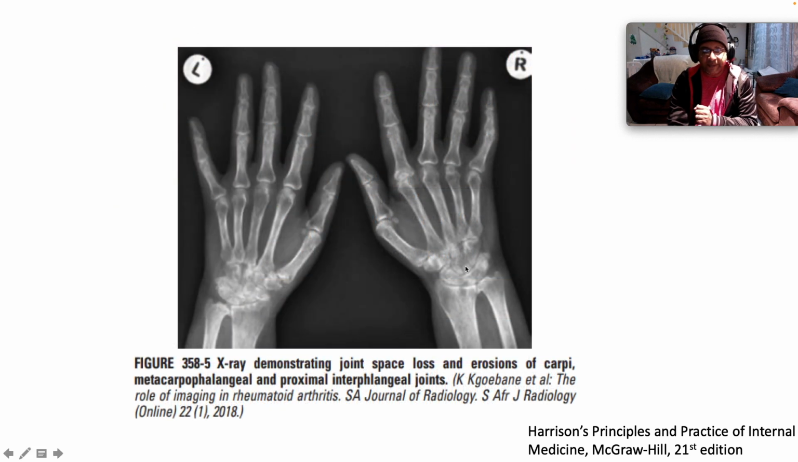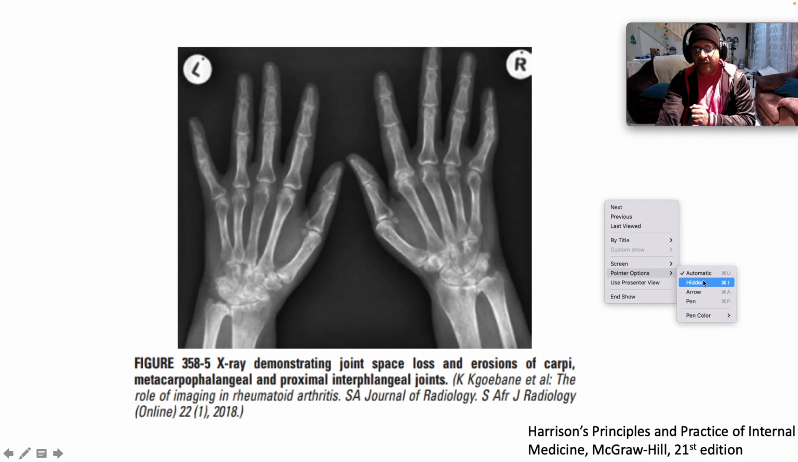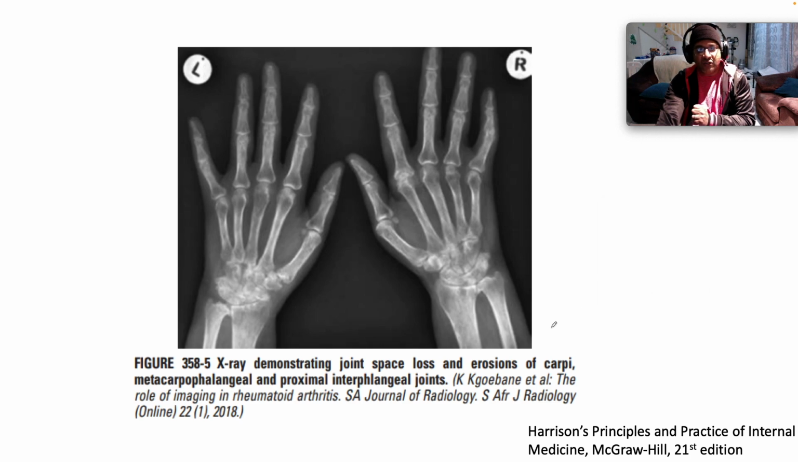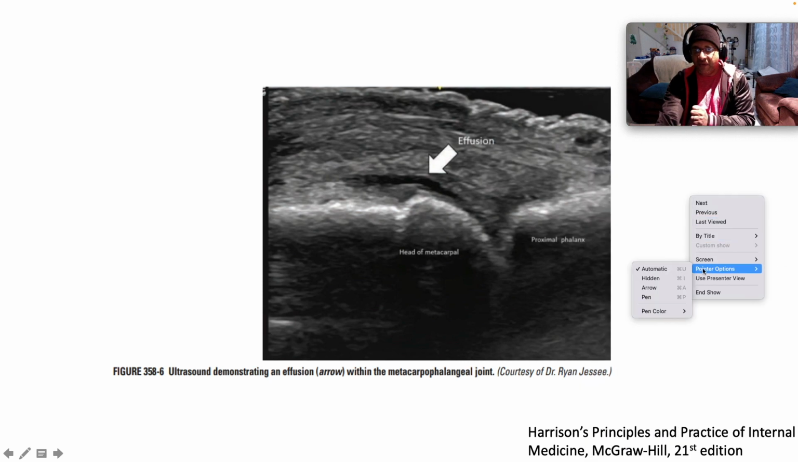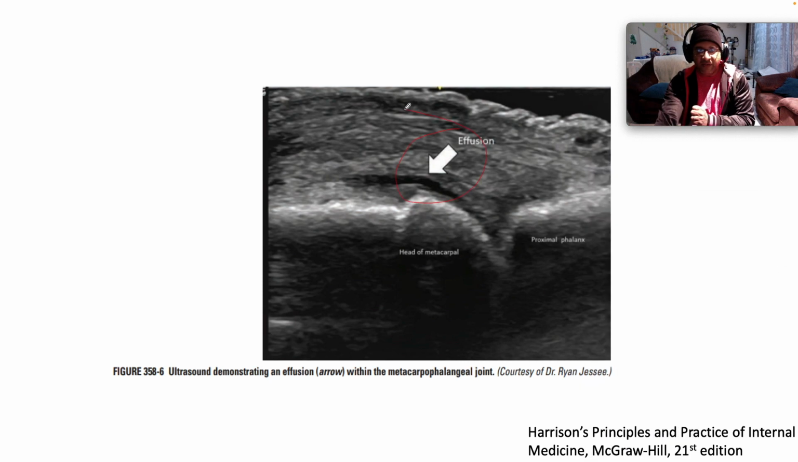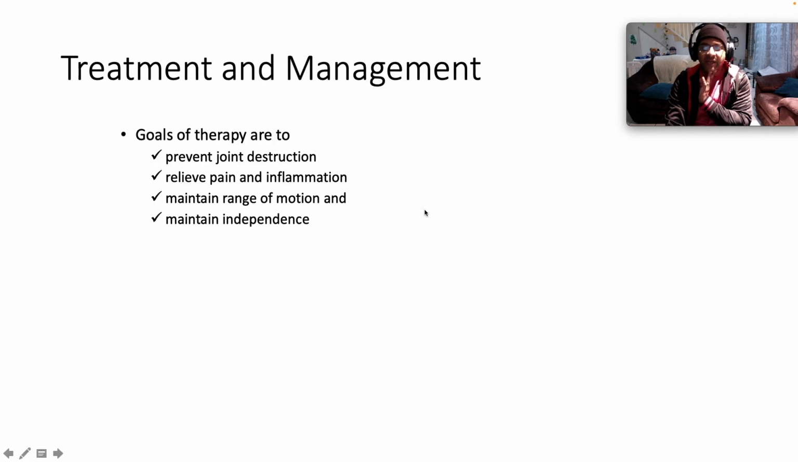that means you've got definite rheumatoid arthritis. Right, so looking at the X-ray of the small joints of the hand demonstrating joint space loss, we can appreciate the joint space loss here, right? And erosions of the carpi and the metacarpophalangeal and proximal interphalangeal joints. We can see some juxta-articular osteopenia, some periarticular swelling, but you've got joint space loss. Okay, fantastic. Here is an ultrasound, and you can see the area of the arrow here showing an effusion within the metacarpophalangeal joint. Ultrasound is very sensitive, right?